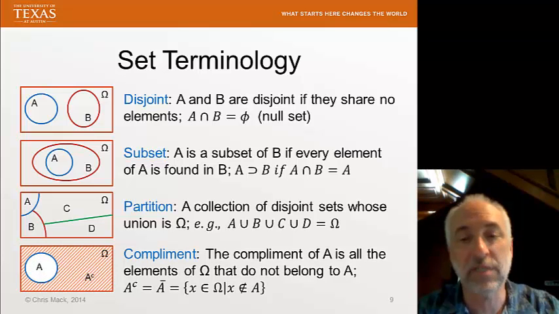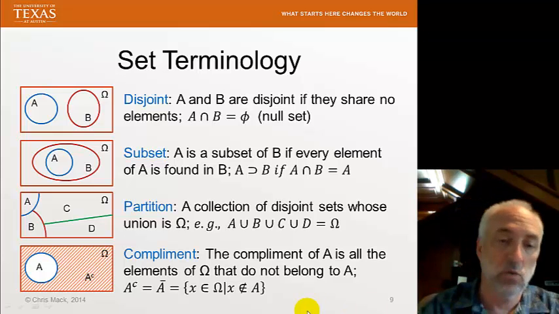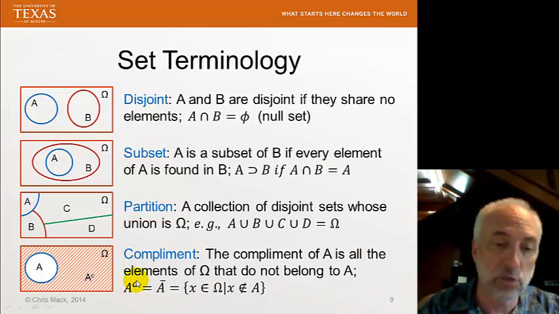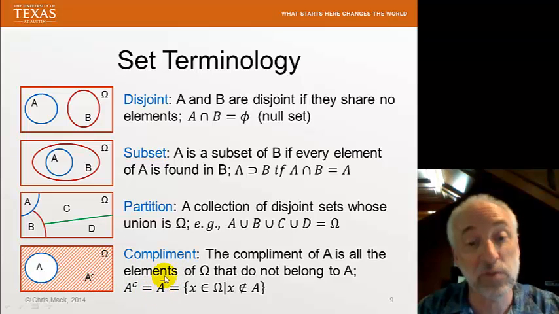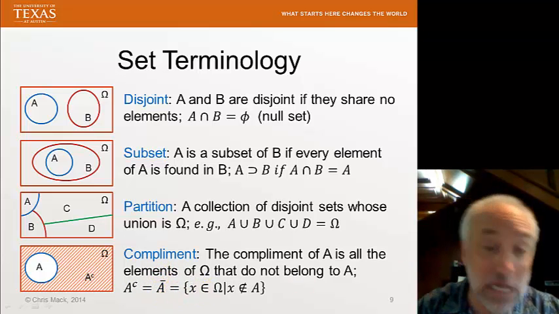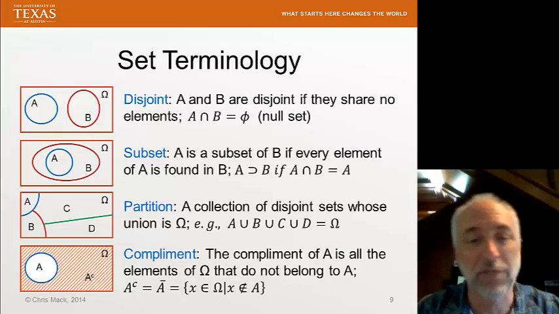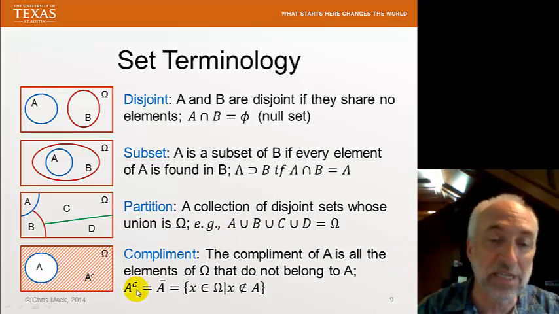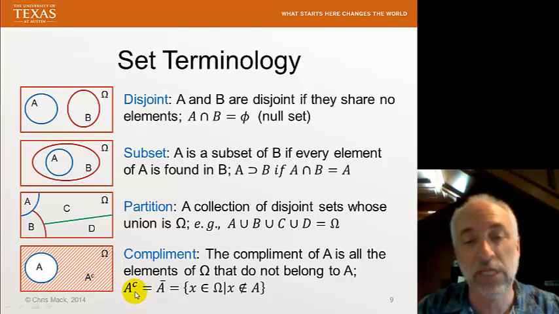And finally, another term we use is the complement. The complement of a set is all the elements of the sample space that do not belong to that set. We can use either a superscript C or a line over the top to represent the complement. In statistics we use the line over the top to represent the mean of a variable, so I'm going to use this superscript C in my course here to represent the complement.